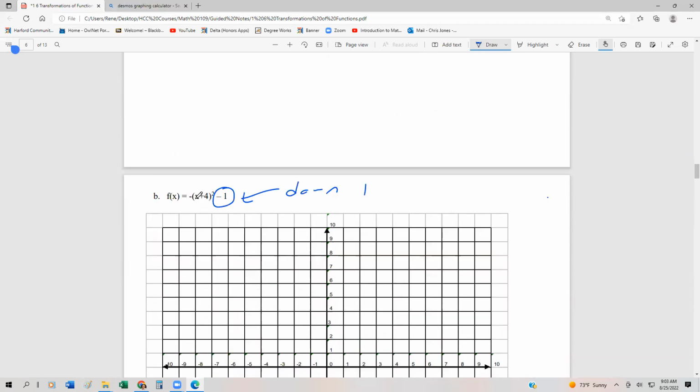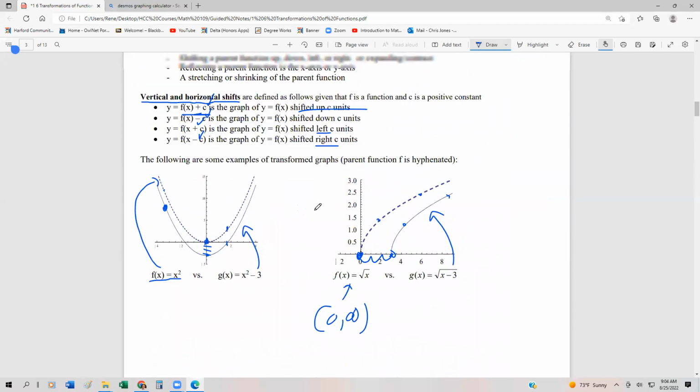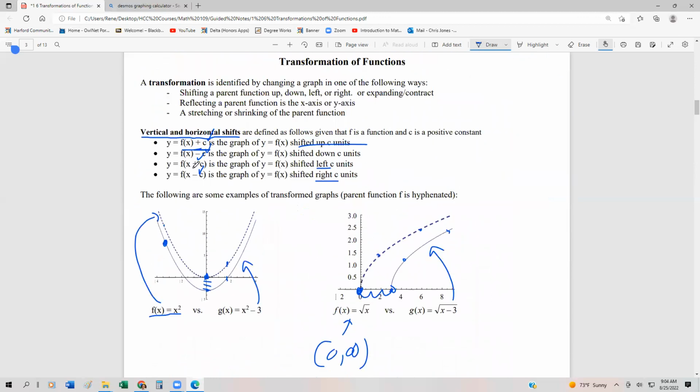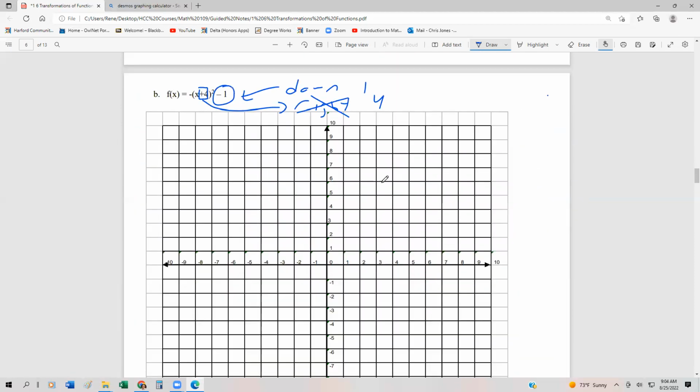This time we're inside the parentheses, for this plus 4. A lot of students might think that this is going to be right 4. But unfortunately, it's not right. Remember, if it's on the inside, it's opposite. So we go back up to our rules. Remember, we say if it's f of x plus c, we're going to move left c units. So in fact, it's going to be 4 to the left.